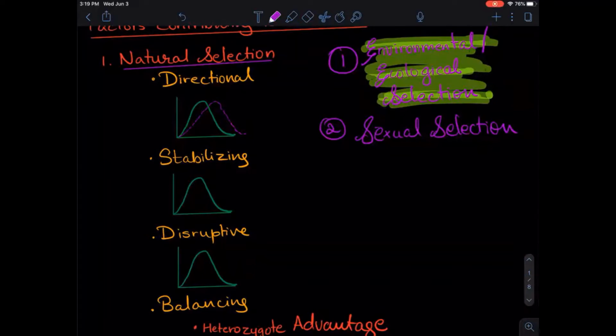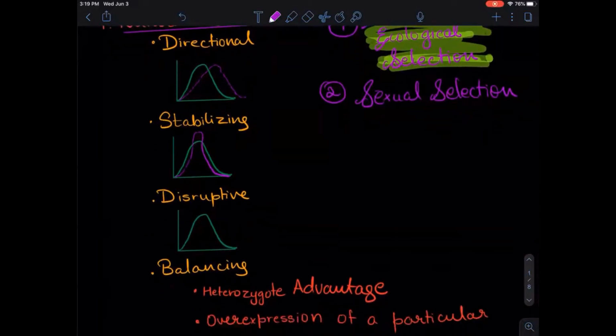The second type is stabilizing. In this, the population which has the maximum value will continue to assert its dominance. Thus, the pyramid will be narrower, and the population in the middle will have a higher value. In disruptive selection, both the extremes will be favored. This generally happens due to a drastic change in the environmental or feeding habits.